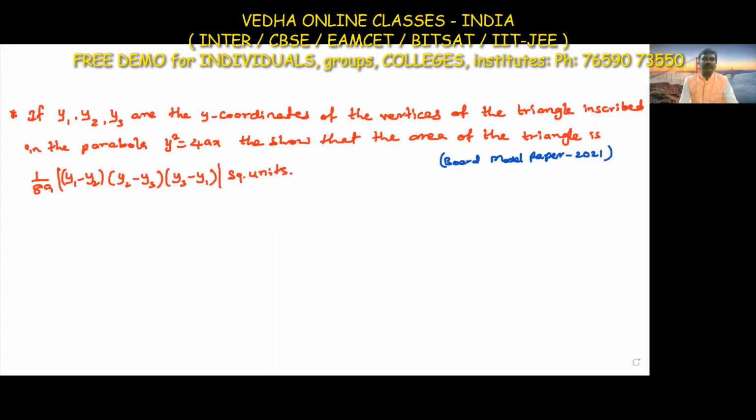So here, if y1, y2, y3 are the y coordinates of the vertices of a triangle inscribed in the parabola y square equals 4ax, then show that the area of the triangle is 1 by 8a into modulus of (y1 minus y2)(y2 minus y3)(y3 minus y1) square units. Okay, this is the question here.